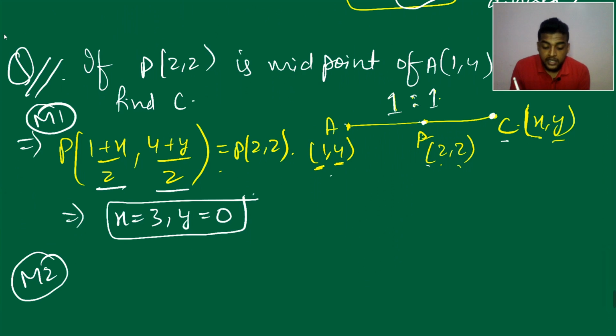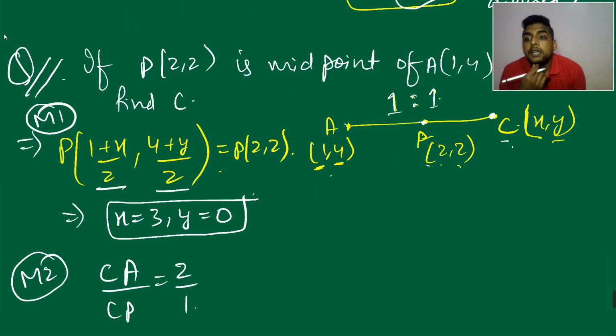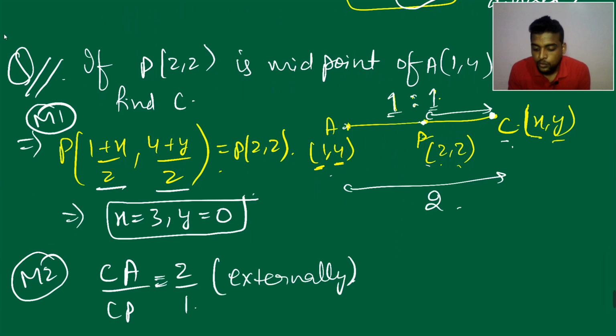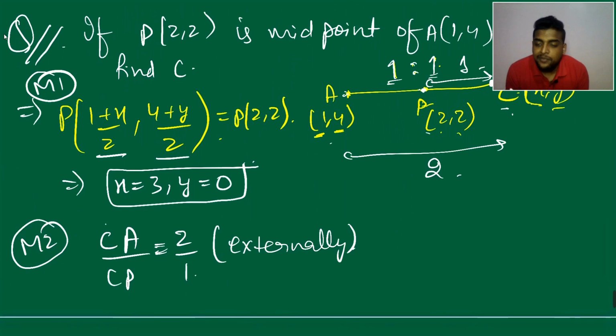What I'm saying is CA upon CP is 2:1. Any problem? CA upon CP is 2:1, which means C divides AP externally in ratio 2:1. Yes or no? Because this is 1, this is 1, so the total is 2 and this is 1. So CA upon CP is 2:1. Fine.